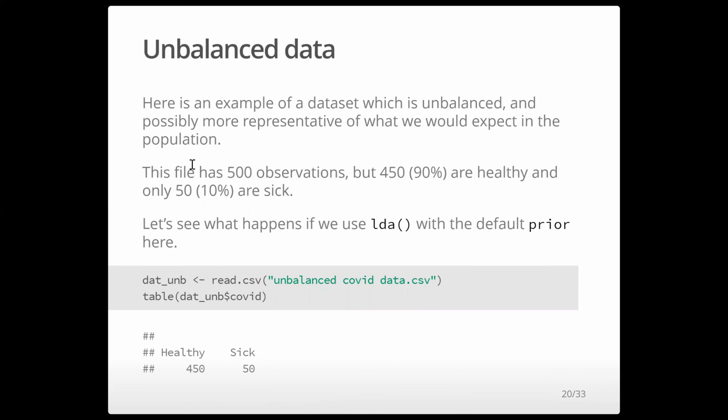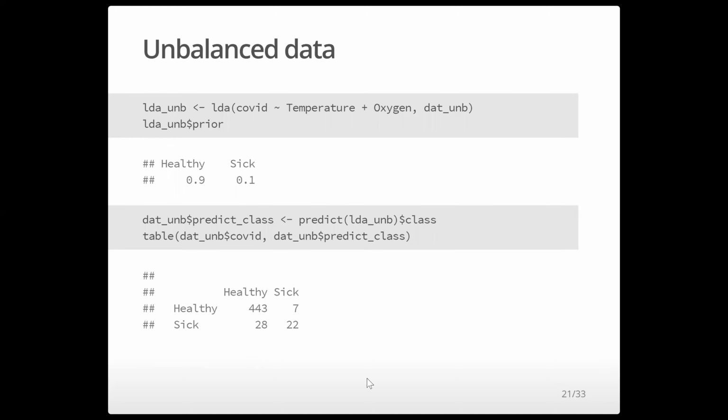So here's an example where the data is not balanced, and perhaps more realistic if we were just drawing randomly from the population. This file has 500 observations, but 450 are healthy and 50 are sick. So only 10% of these observations are people who are actually sick. So let's see what happens if we use the LDA function with the default prior here. So here I'm going to load in my data. We see that we have 450 healthy, 50 sick. And then I'm going to run my linear discriminant analysis, my LDA, and you can see that the prior matches that proportion. So it's the proportion of observations in both categories.